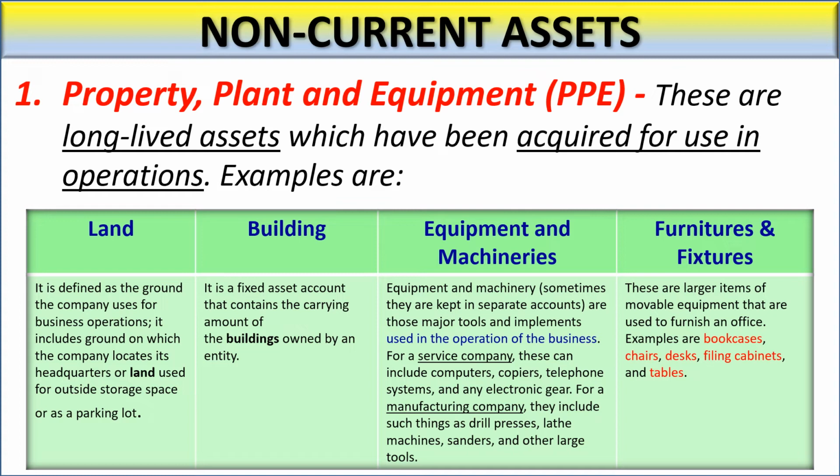So examples of the PPE or the property, plant and equipment are the following. The first one is land. Okay? The first one is land. This is defined as the ground the company uses for business operations. It includes ground on which the company locates its headquarters or land used for outside storage space or as a parking lot.